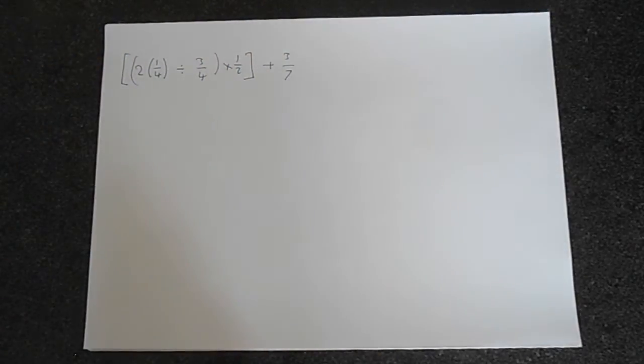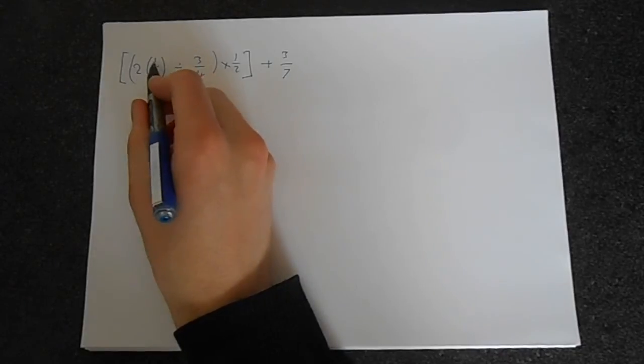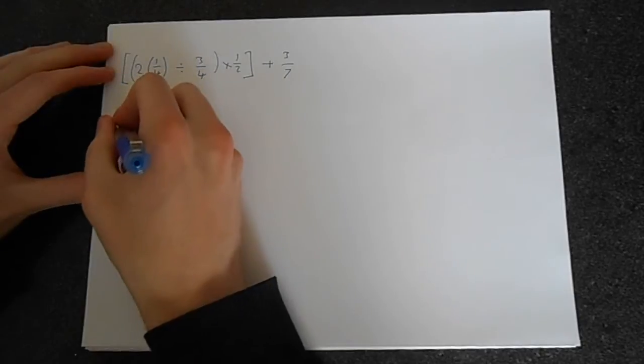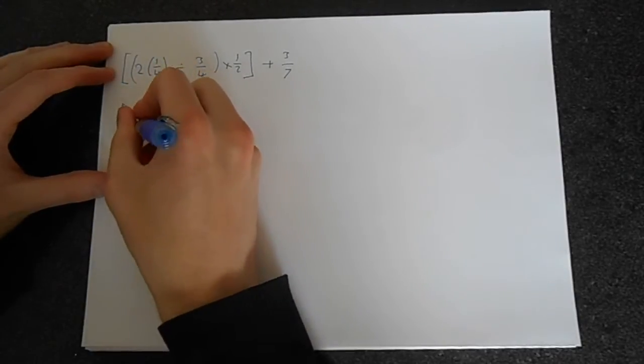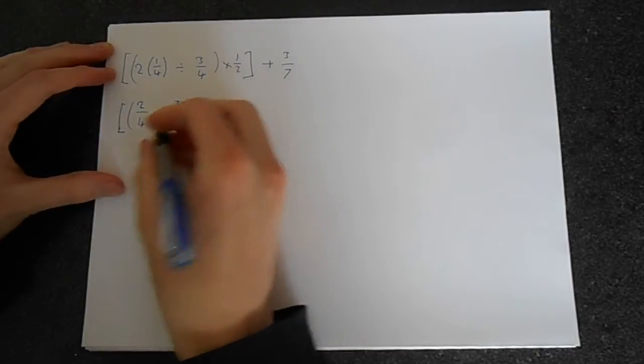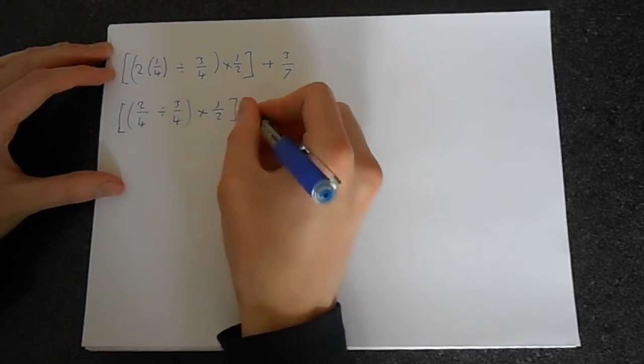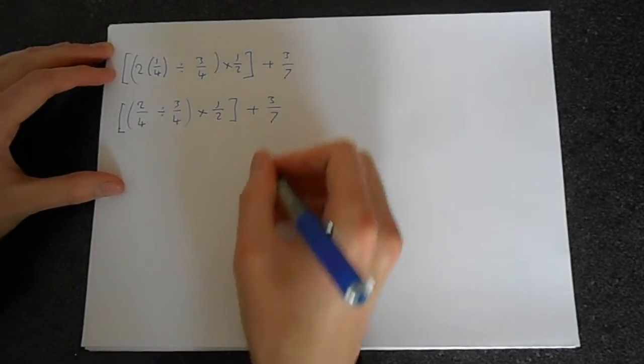So what can we do with this? Well, we can start by doing this multiplication. This is the first thing we should do. That 2 can go up here. 2 times 1 is 2. So let's just rewrite that. We've got 2/4 divided by 3/4. When you're dividing, it doesn't matter about common denominators. And then we're timesing this by a half. And then we're adding 3/7.